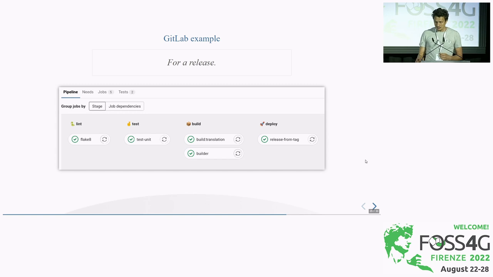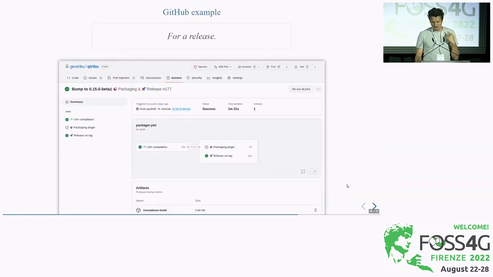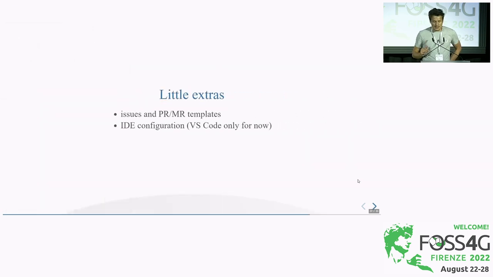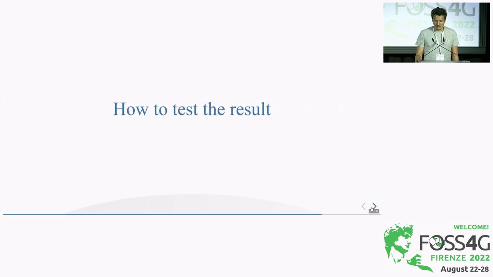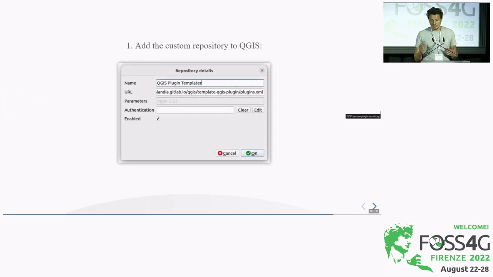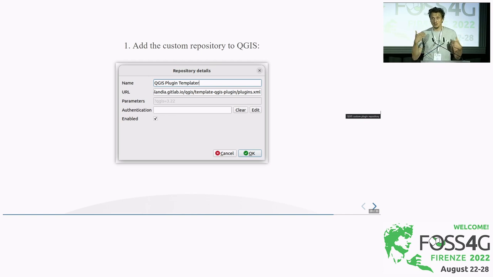For example, on GitLab, and we can note that the translation is built and generated during the CI, so it's a good practice, the same in GitHub. A little extra: there are also templates for issues and pull requests and configuration for IDE. For now, there is only VS Code, but it can be extended. So if you want to test the result, like the default, the project is using its own logic to also publish a templater to generate a default plugin and publish it on the GitLab Pages of the templater project. So you can put in the custom repository URL and test it.